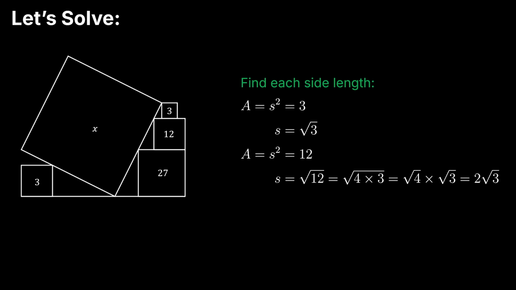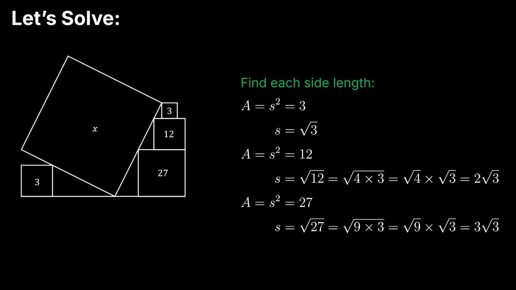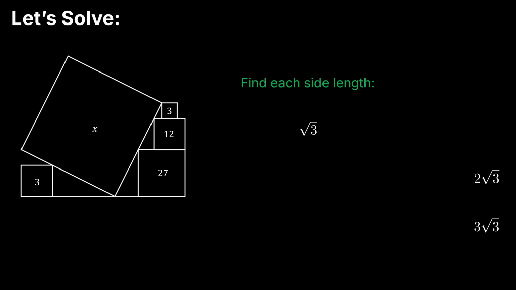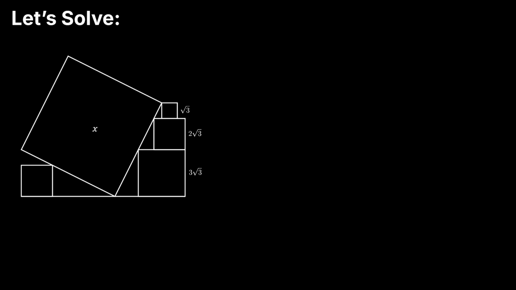square root of 3. For the bottom square, we set up the equation with area equaling 27. Then, taking the square root of both sides gives us root 27. We can follow the same process as the middle square to reduce it down to 3 times the square root of 3. Let's take these values and add them to our diagram. I'll actually remove the area values from the diagram because we don't need them anymore. Let's also mark some points on our diagram while we're at it.